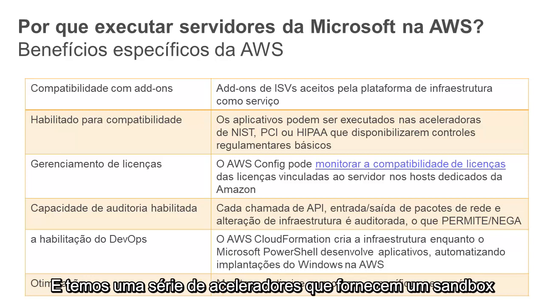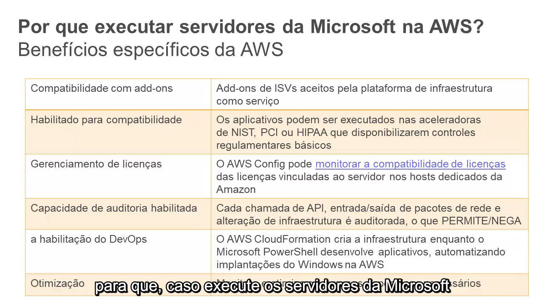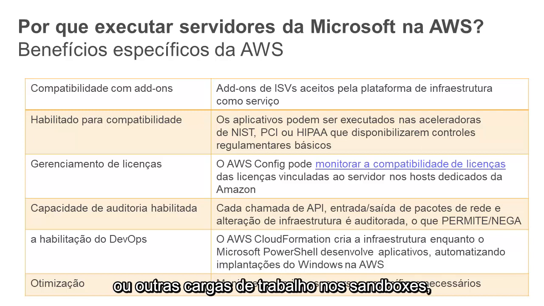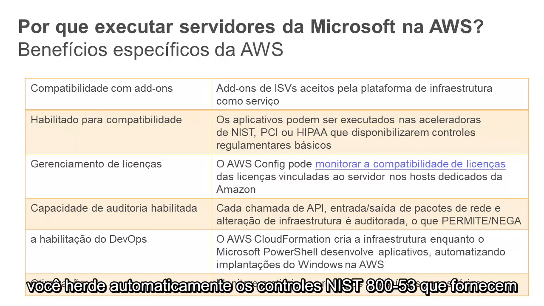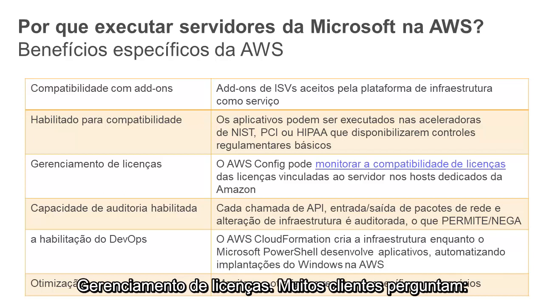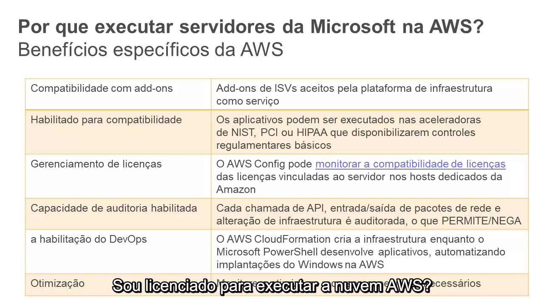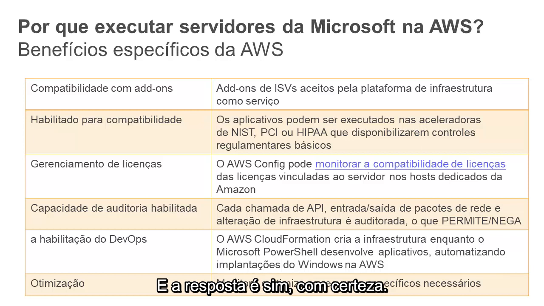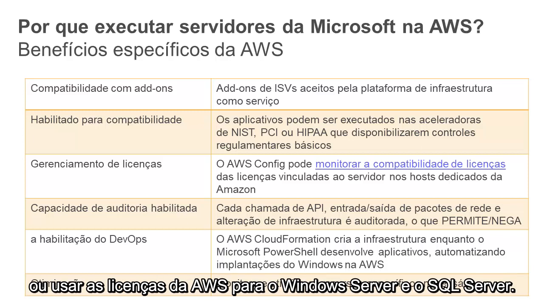And we have a number of accelerators that give you a sandbox so that if you run the Microsoft servers or other workloads in these sandboxes, then you automatically inherit the NIST 800-53 controls that give you compliance for these different areas. License management. A lot of customers ask the question, am I licensed to run on the AWS cloud? And the answer is yes, you absolutely are. And you can either bring your own licenses or use licenses from AWS for Windows Server and SQL Server.